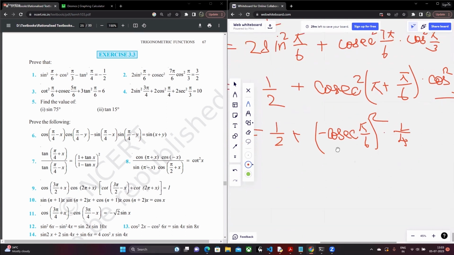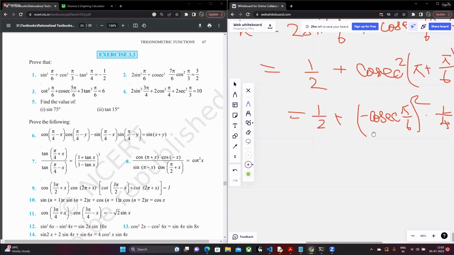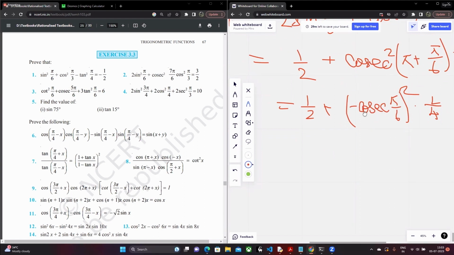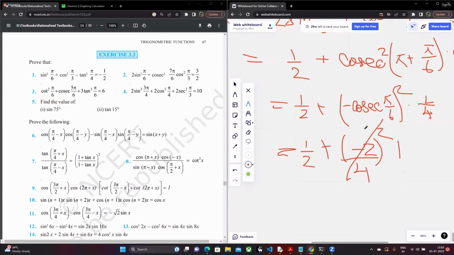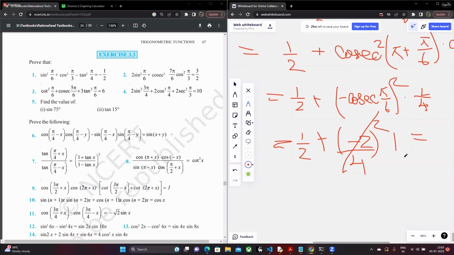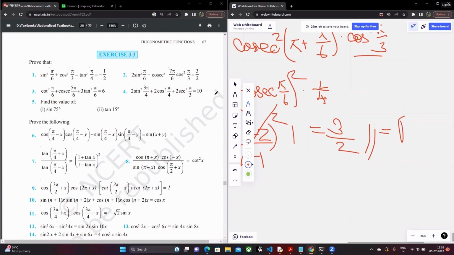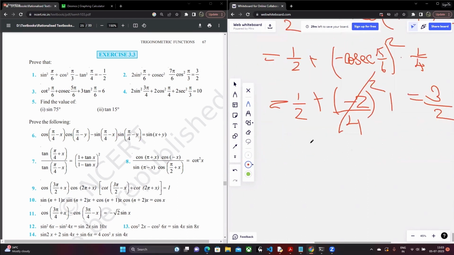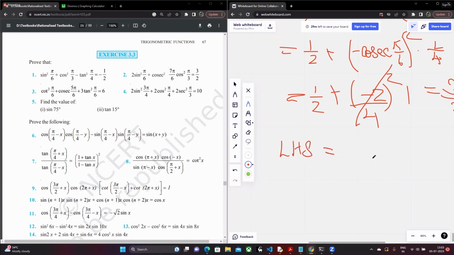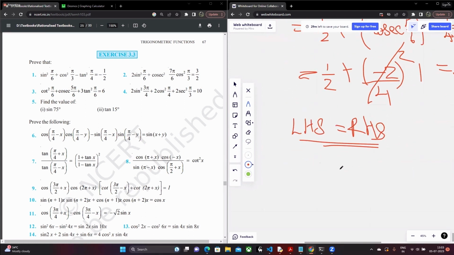Now remember that cosecant pi by 6 is 2. It's not half. Sine of pi by 6 is half. Since cosecant is 1 by sine, this is 2. So this is half plus minus 2 the whole square divided by 4. Since 4 is basically 2 squared and minus 1 squared is 1, this is going to give us 1. So this is basically 1 plus half, that is 3 by 2, which is equal to the RHS, because on the right hand side you have 3 by 2. Therefore, LHS is equal to RHS, and we have proved the statement.